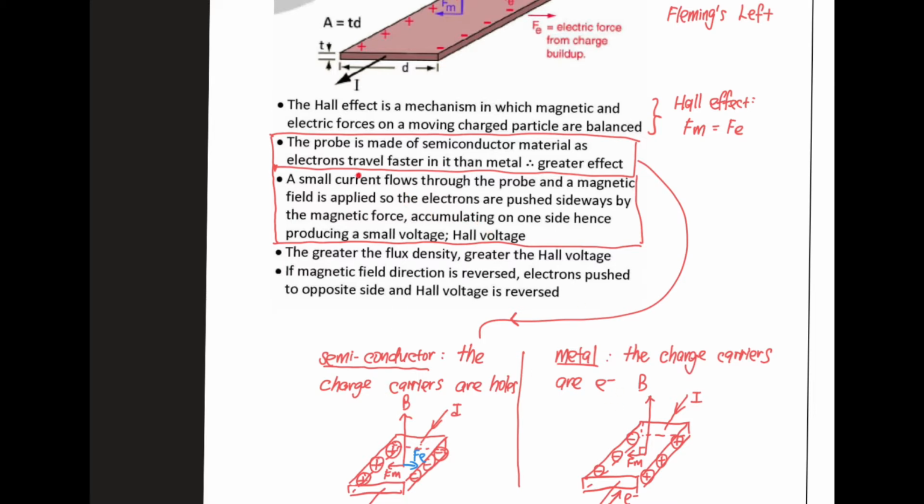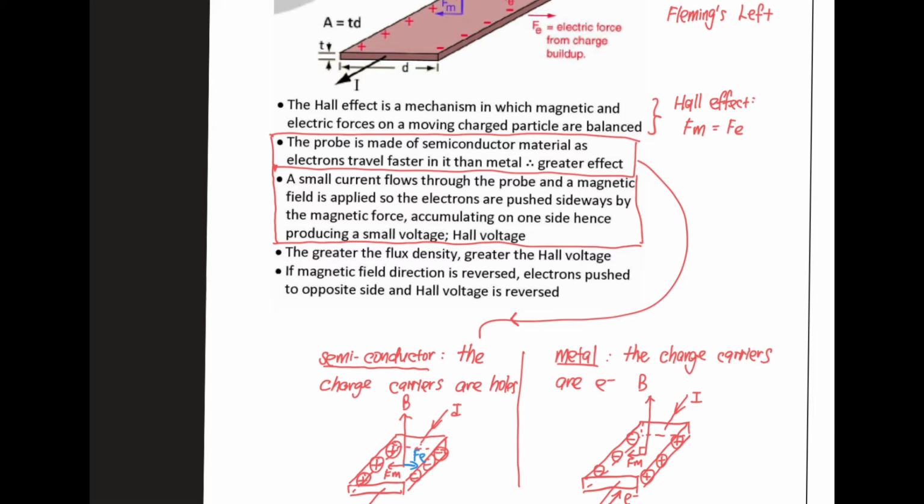We say a small current flows through the probe and a magnetic field is applied, so the holes are pushed sideways by the magnetic force, accumulating on one side, hence producing a small voltage, Hall voltage. So for semiconductor, you say holes. For metal, you say electrons.